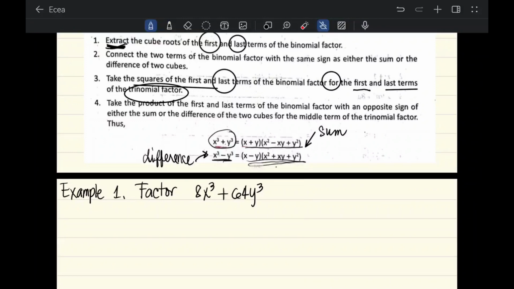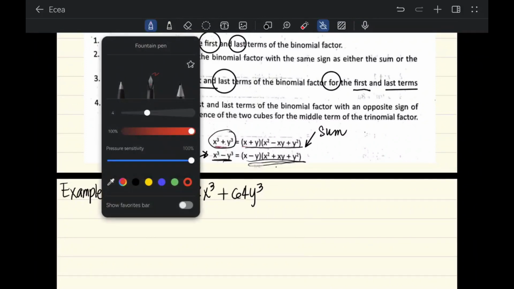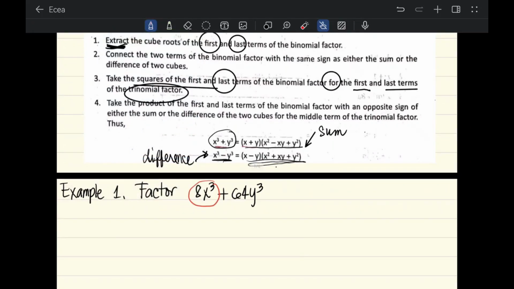So, this is our first term. And this is our last term. Since duha raman sila, klaro na kay kinsay first and last. Okay. So, we need to extract the cube roots.